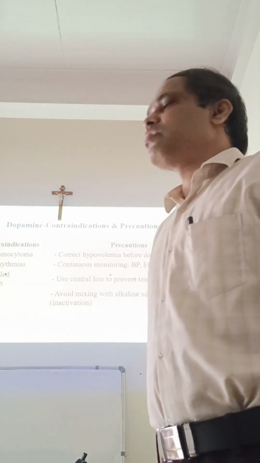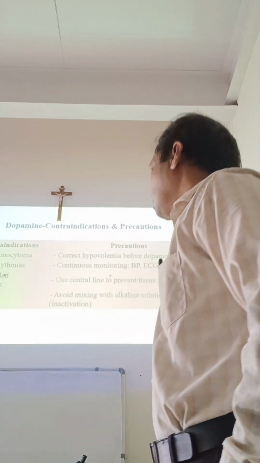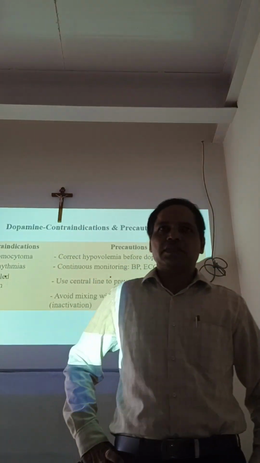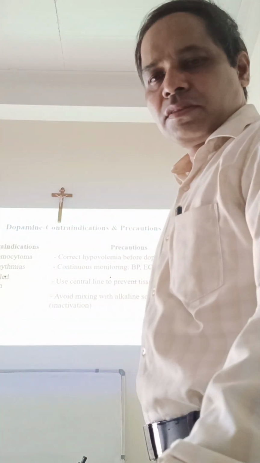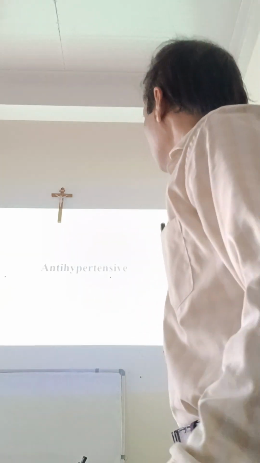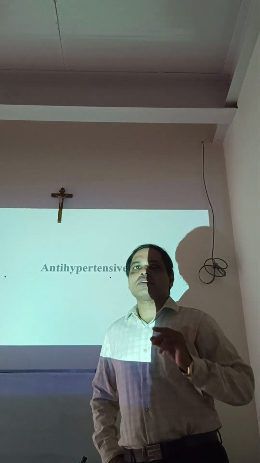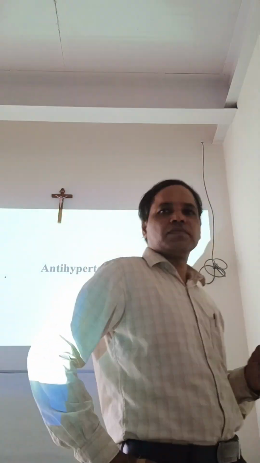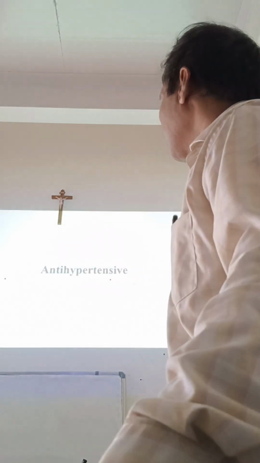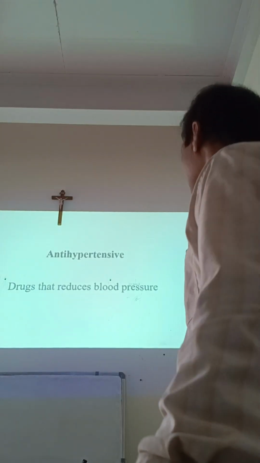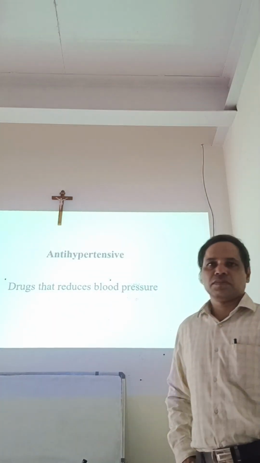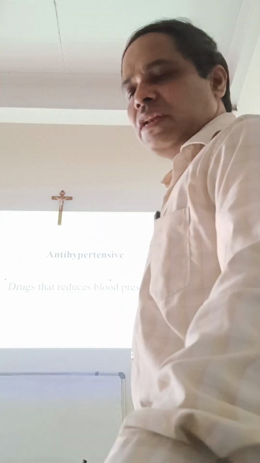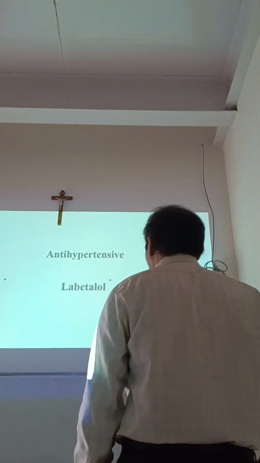So yesterday we finished norepinephrine and dopamine, isn't it? So the next drug belongs to the drugs that reduce the blood pressure. I have been given one drug to deal with. It is also called an antihypertensive, meaning a drug that reduces hypertension or blood pressure. I have been given a drug called labetalol.